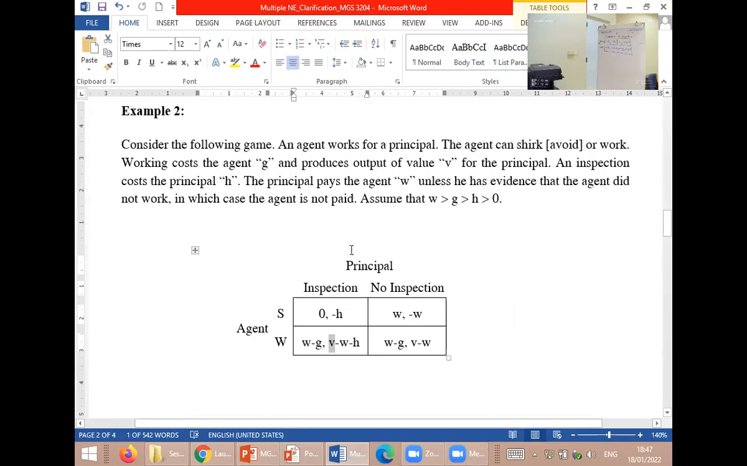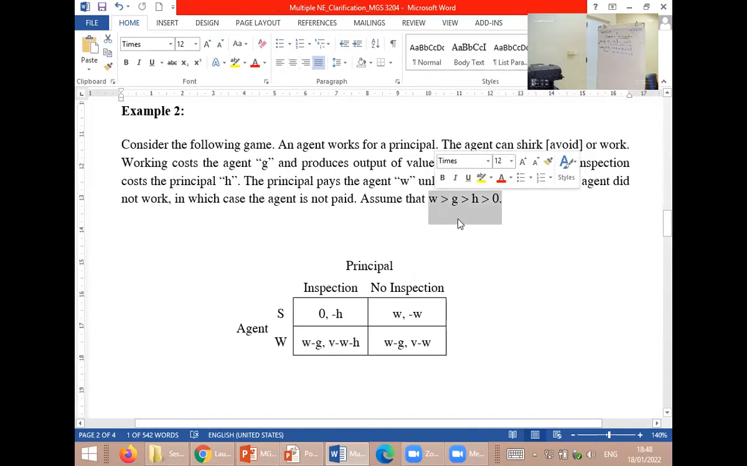So if you inspect whether this person is working, that will cost you H. The principal pays the agent W, that's the wage, right? Unless he has evidence that the agent did not work. So usually the owner will pay W amount of salary to this person. Assume that wage W is greater than G, the cost of the agent, which is greater than H, the cost of inspection, which is greater than 0. Right? So that's what is given as information.